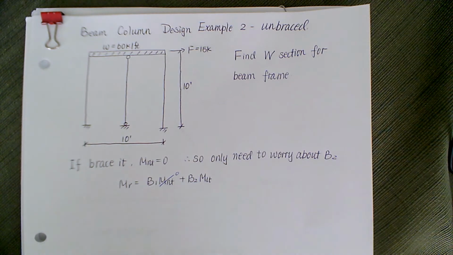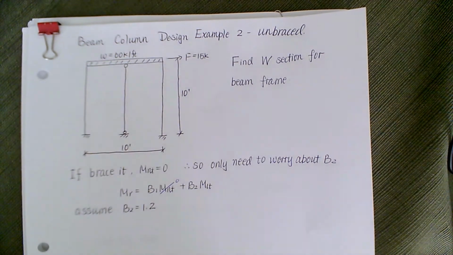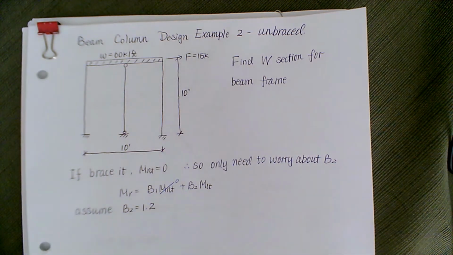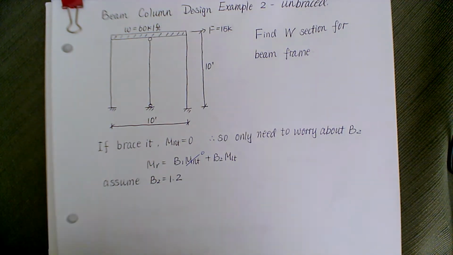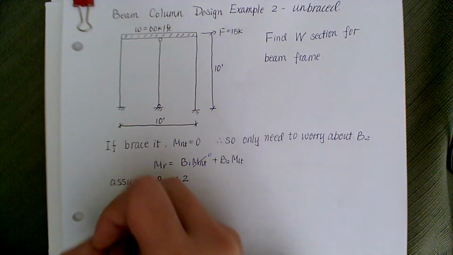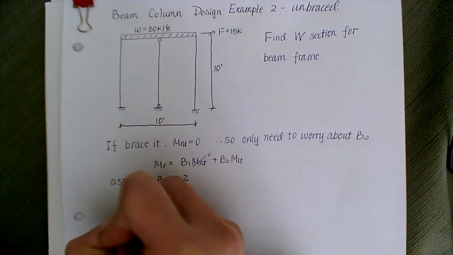So now what we are going to do is, we don't know the section yet, which means we have to kind of take a guess on the B2 for now. So I am going to go ahead and assume B2 will be 1.2 here. You can assume different values as long as it's bigger than 1. That's going to be your starting point. So now let's try to calculate the ultimate load. So let's say what is the Pu and Mu.